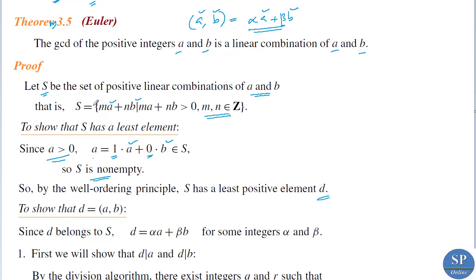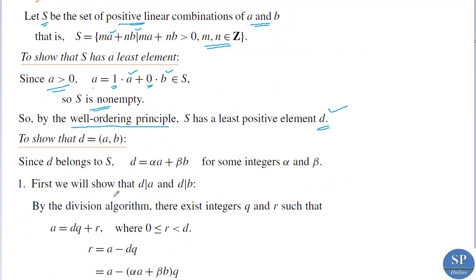We have S as a collection of positive numbers, and we obtained that it is non-empty. That means by the well ordering principle, S has a least positive element, and let it be D. Now we are going to show that D is equal to the GCD of A and B. We are going to show that the least positive element of S is the GCD of A and B. That is what we are going to prove now.